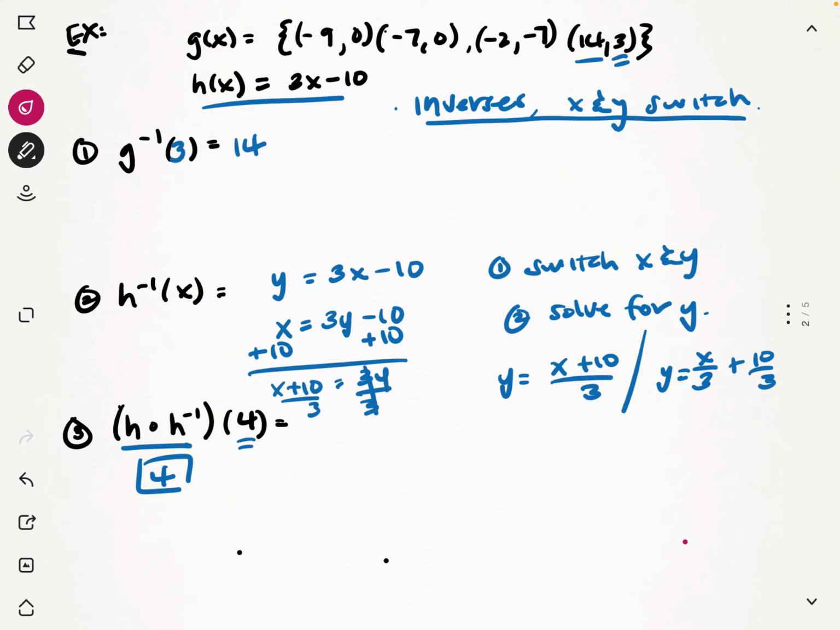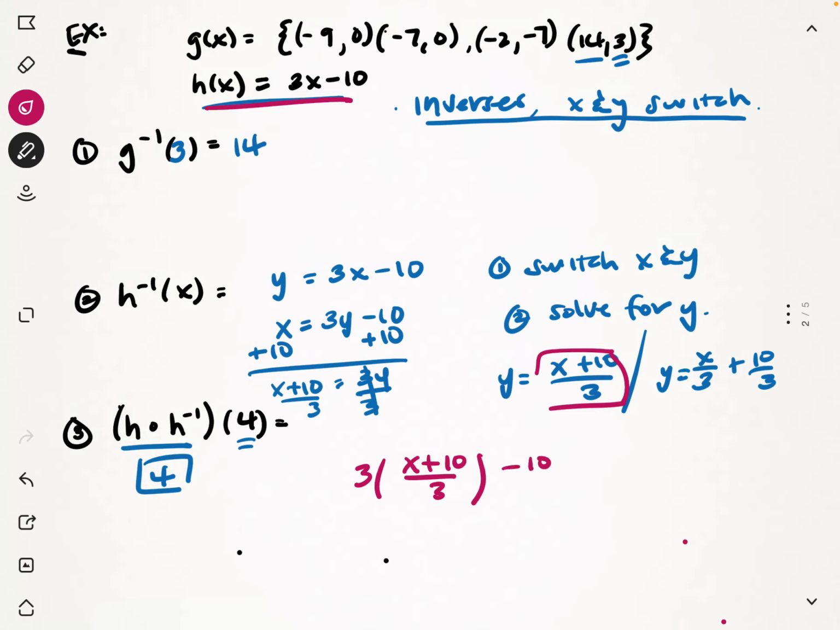So let's say we're going to plug h inverse into h. So this is our h of x. 3 is the outside, and in place of x, we have to put this whole thing in here. So we're going to put (x plus 10) over 3, right? And then we're subtracting 10.